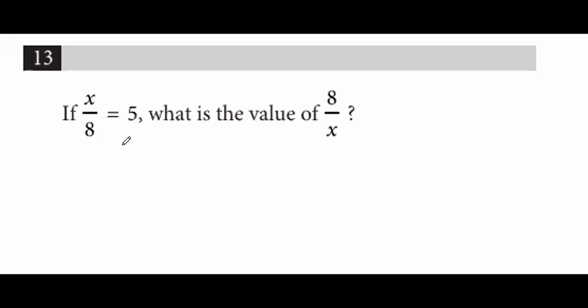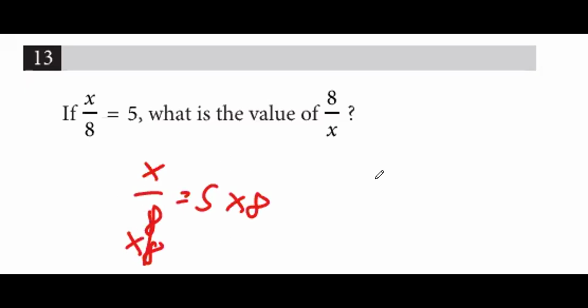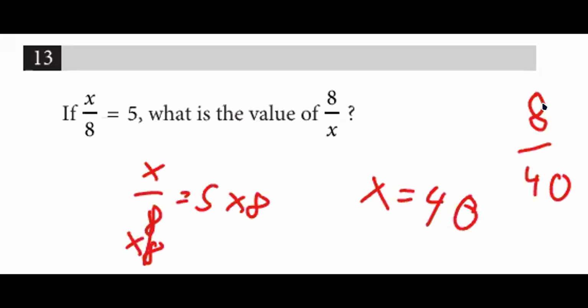Okay, so for question 13, we have if x over 8 equals 5, what is the value of 8 over x? So we have x over 8 is 5, multiply both sides by 8 to cross out the denominator, and we get x is equal to 8 times 5, which is 40. So now it asks what is the value of 8 over x? So that would just be 8 over 40, which if we simplify is just 1 over 5.